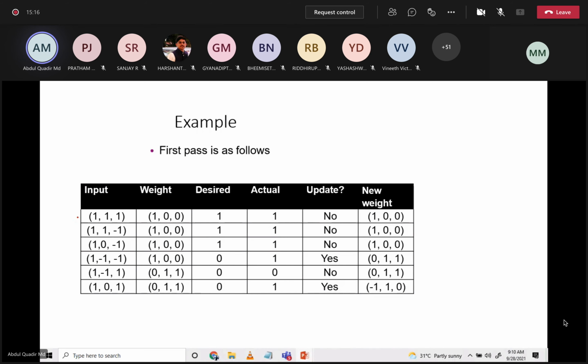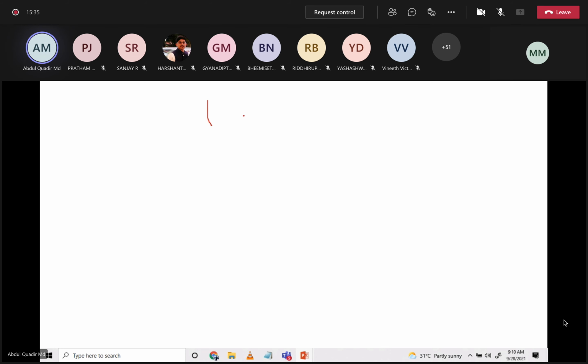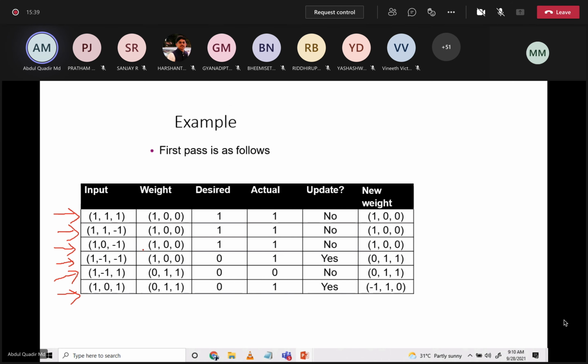So now students, the input is given here. Can you see? The inputs are 1 1 1, 1 1 minus 1, 1 0 minus 1, 1 minus 1 minus 1, 1 minus 1 1 and 1 0 1. Initially the weight is given as 1 0 0. Based on that, you will be updating the weights and deciding what you have to do.